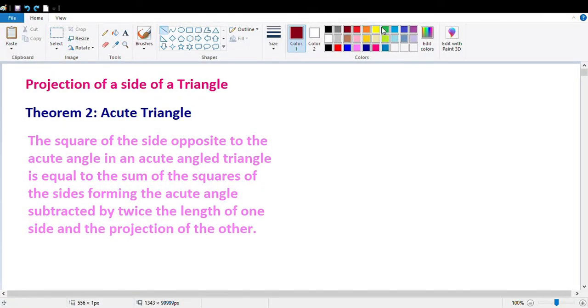So first off, we're going to draw the triangle. Let's draw a physical acute triangle. I'm making the base big. This is our acute angle, the one that we're going to be dealing with, and these two lines have formed the acute angle that we want to deal with.